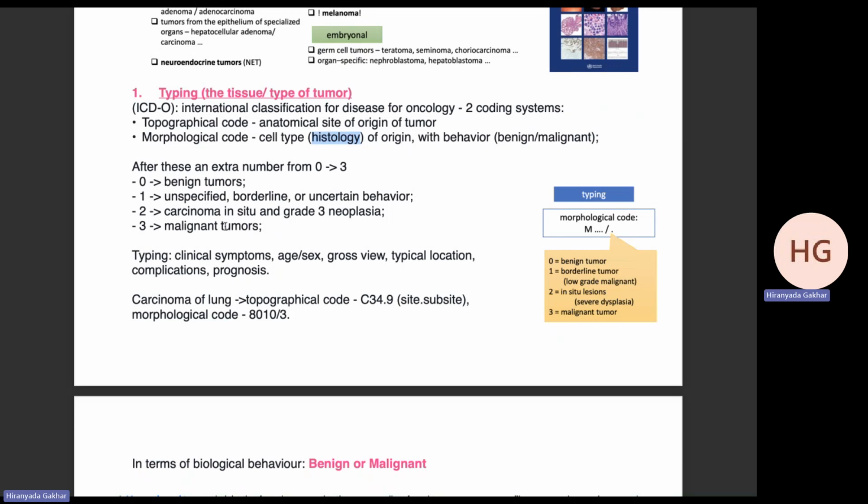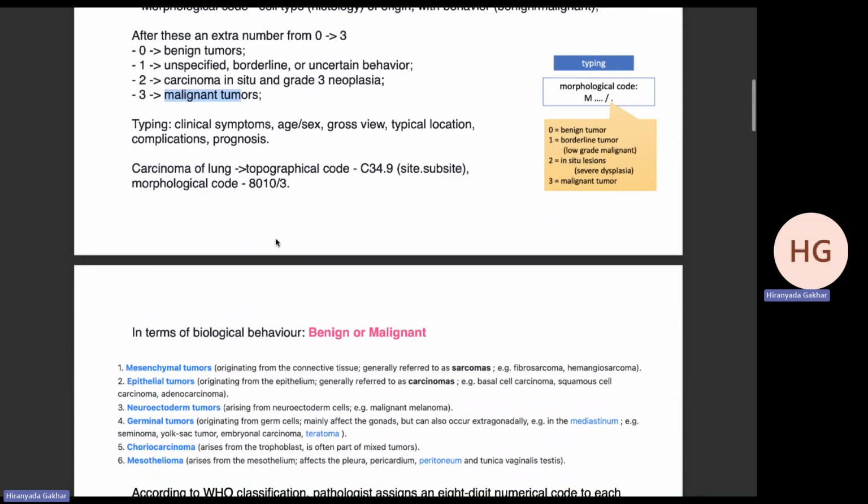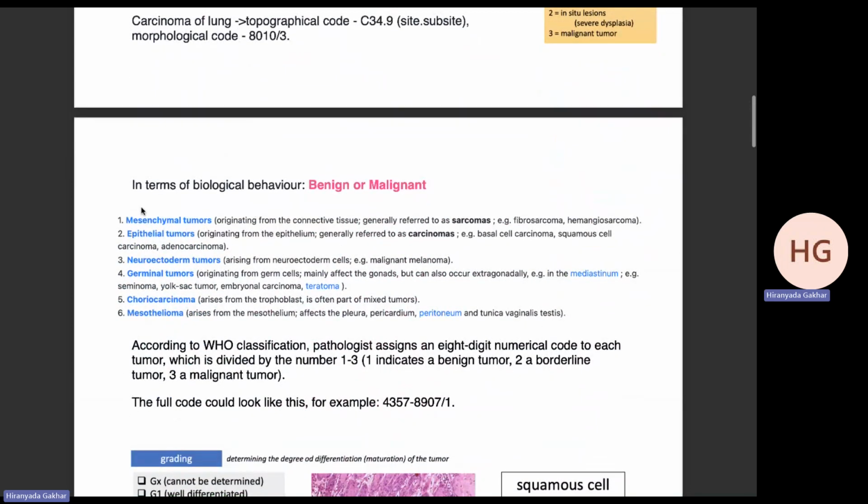I don't think the numbers are important. You just need to know that they can be benign, they can be borderline, which is uncertain behavior, or they can behave as both, or they can be in situ lesions, which have severe dysplasia. And the third degree will be malignant tumors. So this is about typing, and this is again a summary of the different kinds of tumors on the basis of the tissues from which they arise.